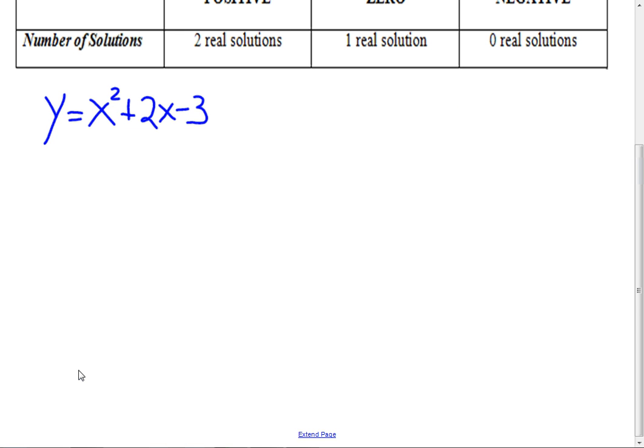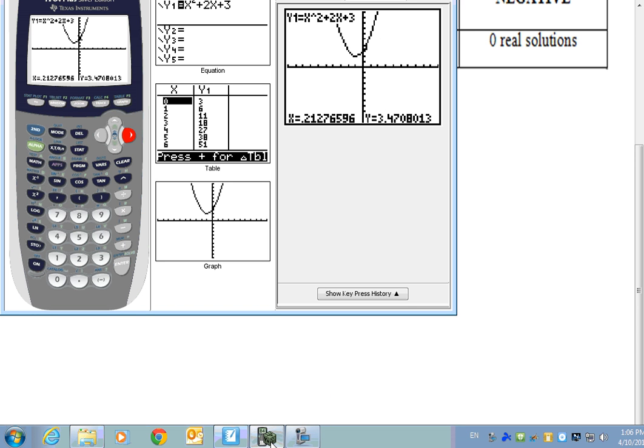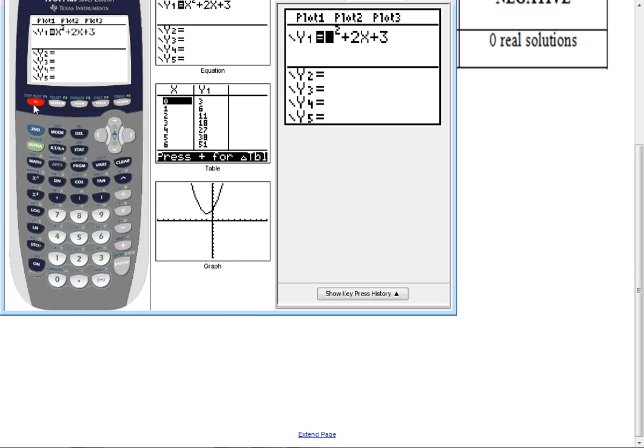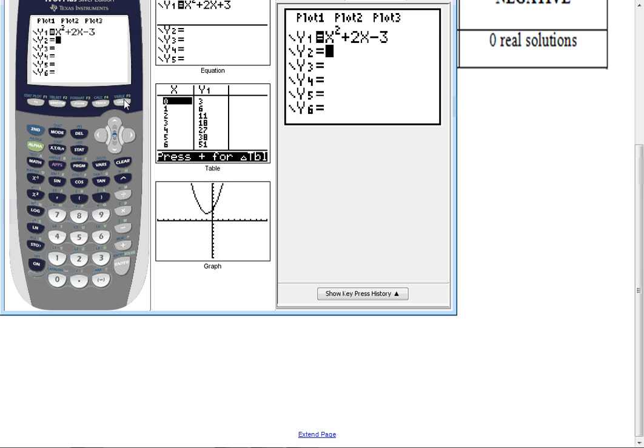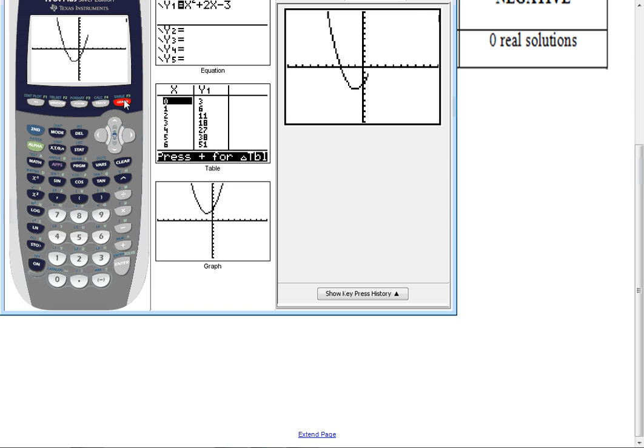Well, it's minus 3. Whoa, so I've graphed the wrong thing. Plus 3 doesn't work, but minus 3 does. Okay, so it has 2 x-intercepts.